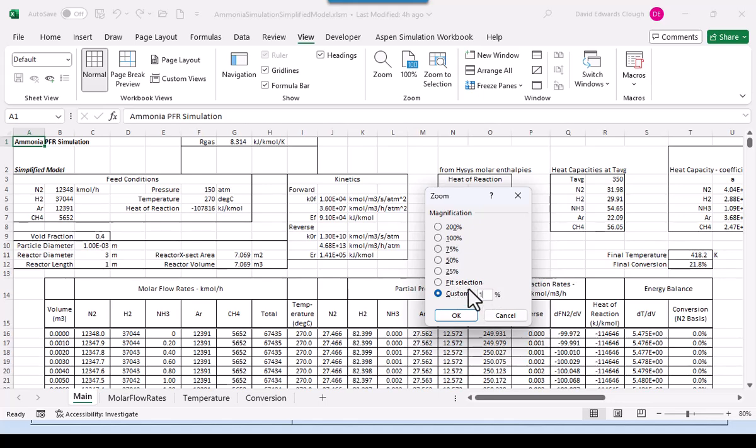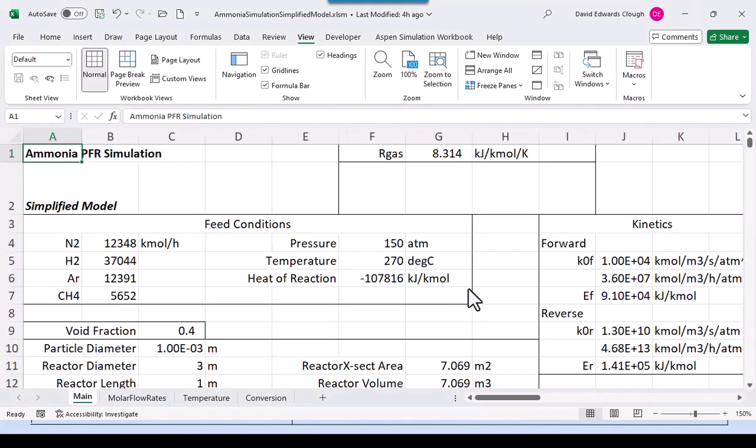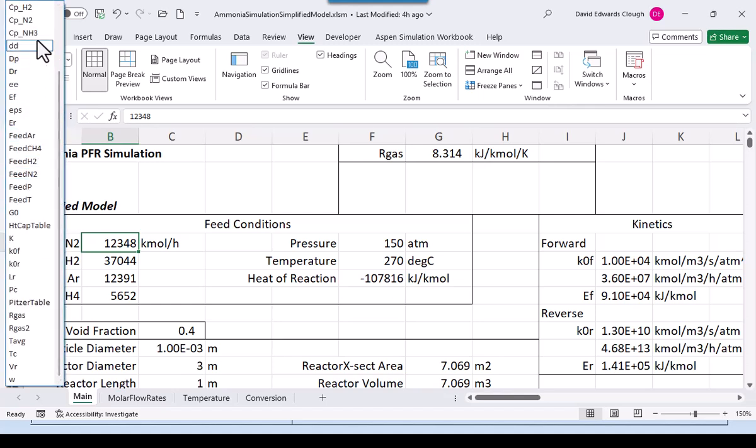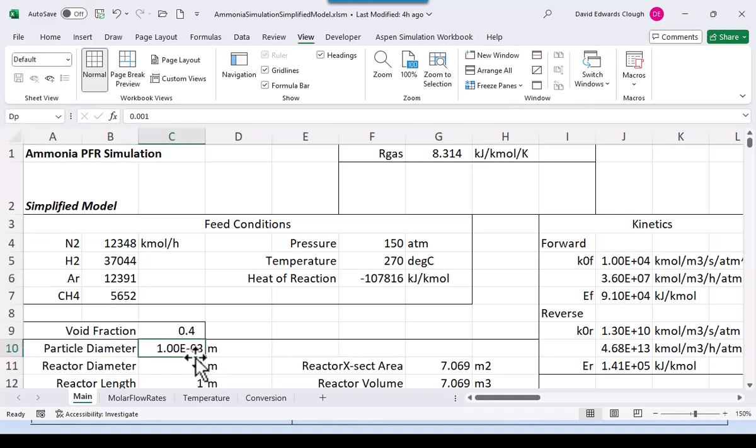Take it up to 150 so we can see things clearly. So you'll find that most of these cells have names. Here it is, feed N2. And in fact, if you use the drop-down list, you'll find that we've used names extensively in this particular simulation. So dP, diameter of the particle, is right there, and so forth and so on.